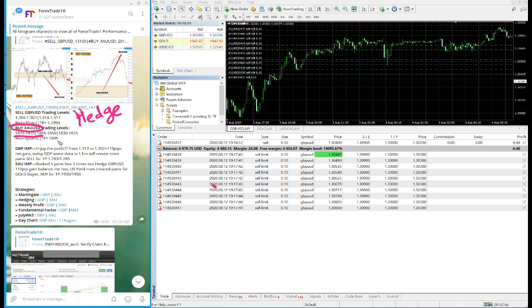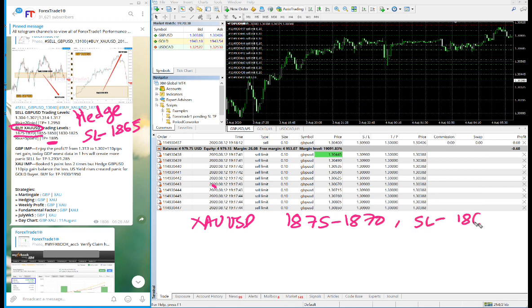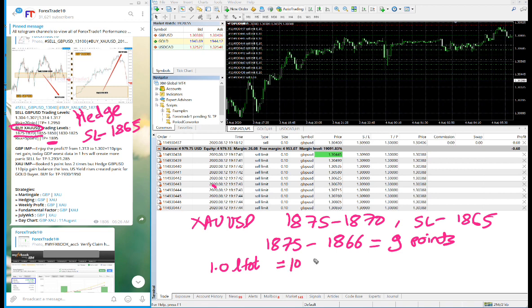Now we will take buy XAUUSD, which is in hedge with sell GBPUSD. In XAUUSD, if you zoom, you will see the level 1875, 1870, SL is 1865. Please remember that here 1865 is the SL, so up to 1866 we will take entries. So right from the starting point 1875, if you calculate to 1866, the gap is 9 points.